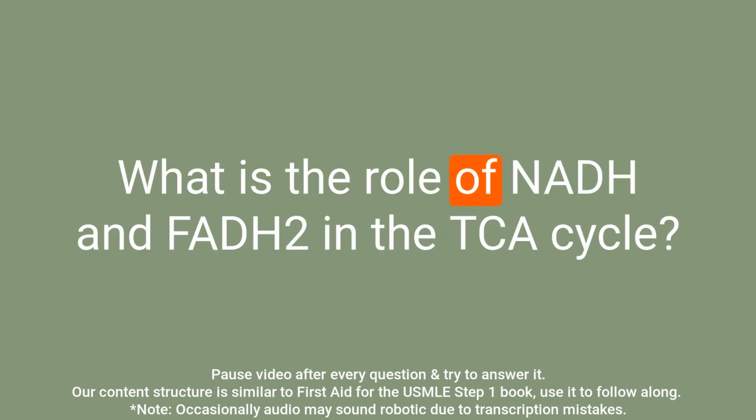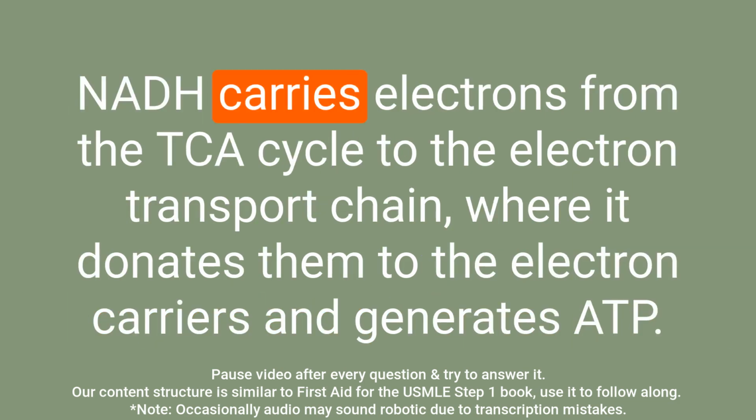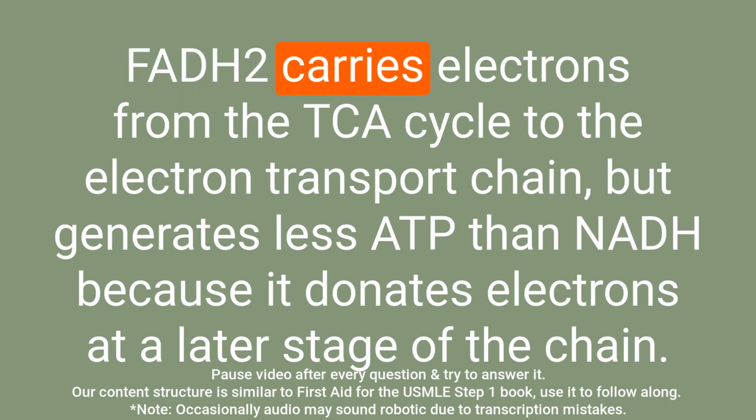Question: What is the role of NADH and FADH2 in the TCA cycle? Answer: NADH and FADH2 are produced during the TCA cycle and are then used in the process of oxidative phosphorylation to generate ATP. NADH carries electrons from the TCA cycle to the electron transport chain, where it donates them to the electron carriers and generates ATP. FADH2 carries electrons from the TCA cycle to the electron transport chain, but generates less ATP than NADH because it donates electrons at a later stage of the chain.